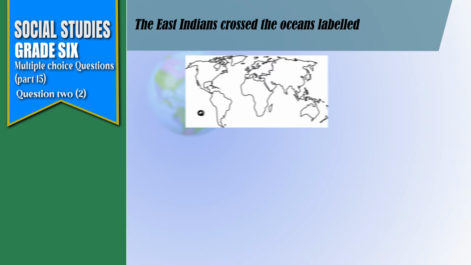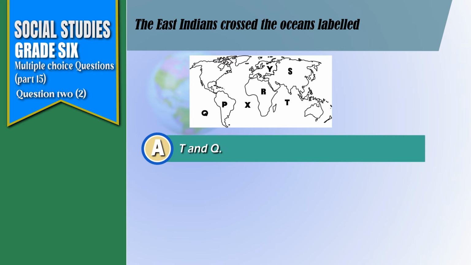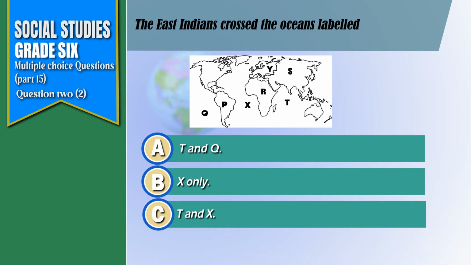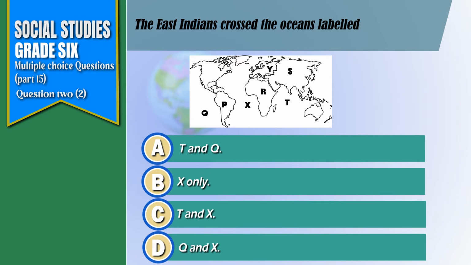So now that you've had a chance to look very carefully and closely at the map, let's do questions 2 and 3. Question 2. The East Indians crossed the oceans labeled A, B, C, or D?